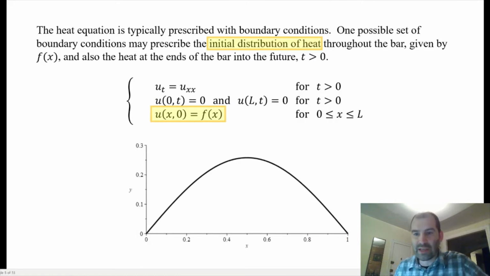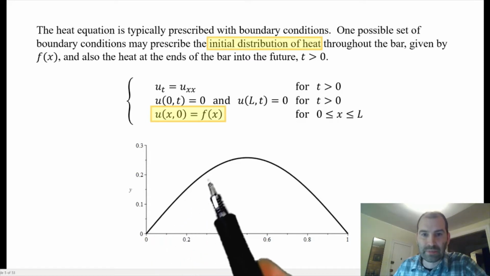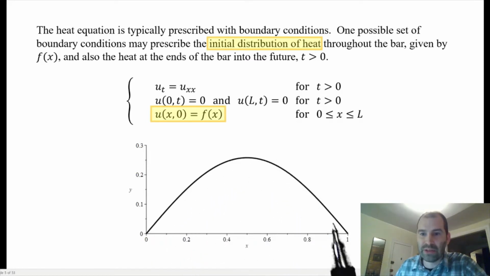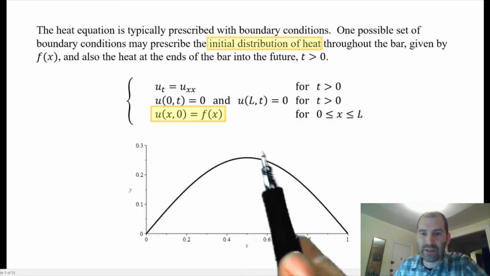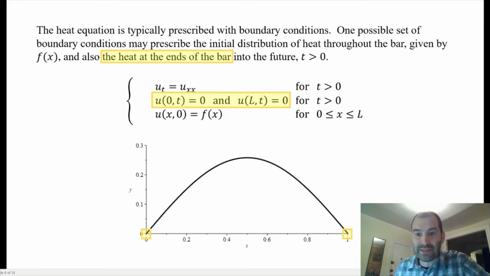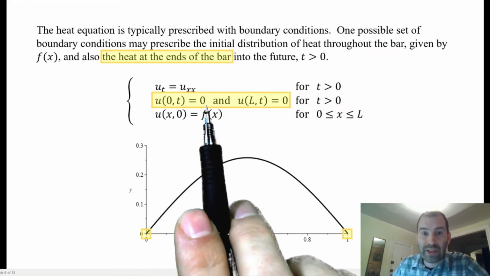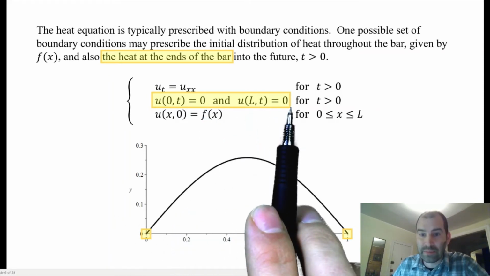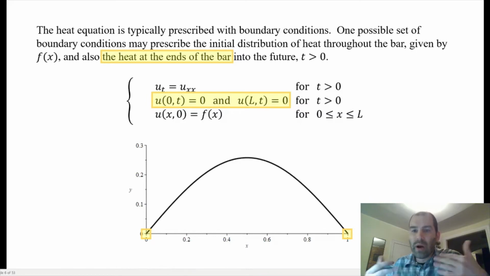And so this is an example. We might have defined f of x to be this function here. All right, so this is how heat is distributed. So it's kind of warmer in the center of the bar, and we're keeping it at temperature 0 at the ends of the bar. And so the heat at the ends of the bar, as I just said, we are keeping at 0. Now, this is one setup.